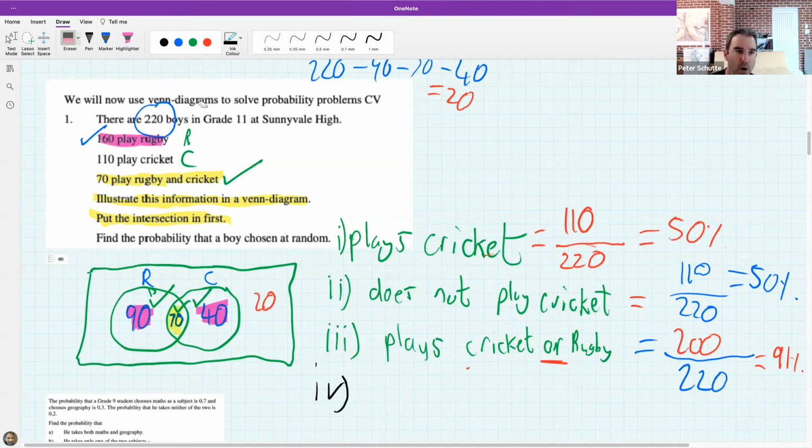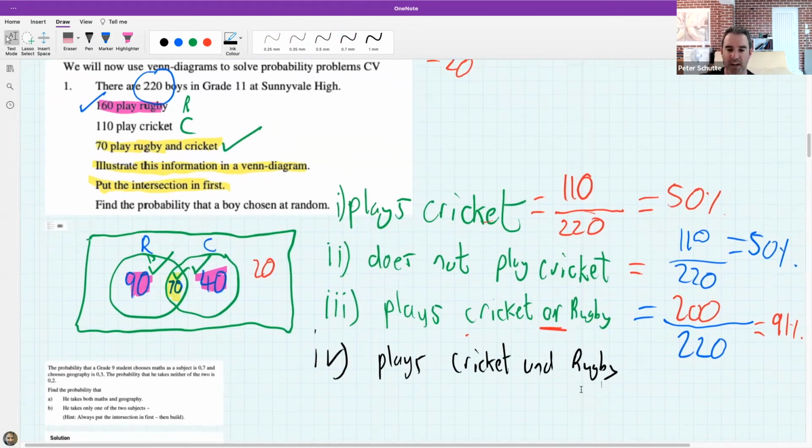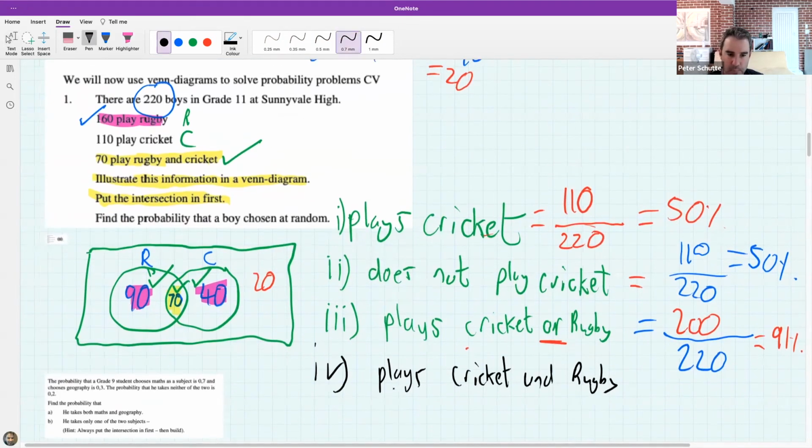But let me ask you guys another question, which is very close to this. What is the probability that someone plays both, so plays, let's say, cricket, and they play rugby? What's the probability that they play cricket and rugby? I want to know based on what we've learned so far today.